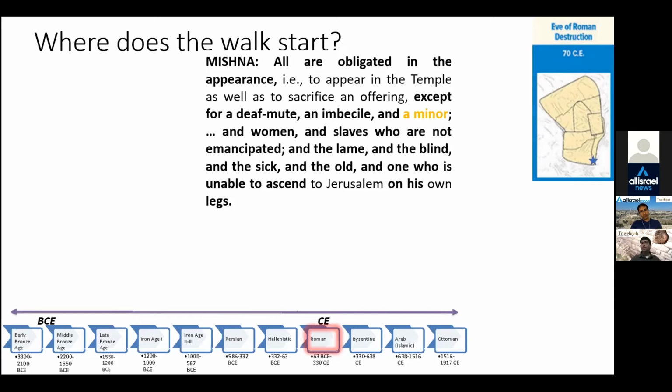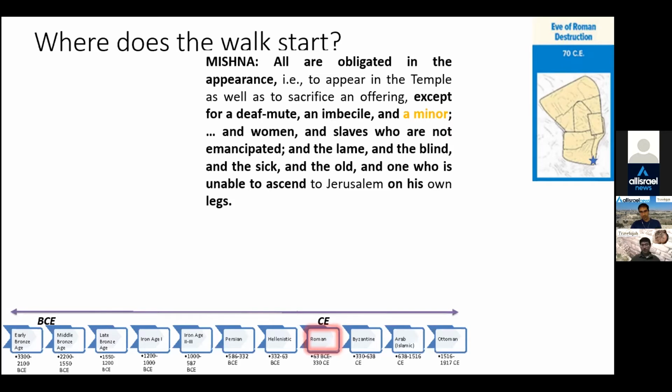All are obligated in the appearance, which means they need to appear in the temple, as well as offering the sacrifice, except for a long list of all those that don't have to come. There's a quite long list. When you think about it, if you sum up all these that don't have to come and offer a sacrifice, you might actually say that a lot less than 25% of the population really need to.